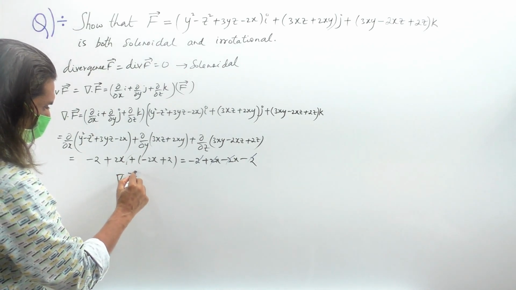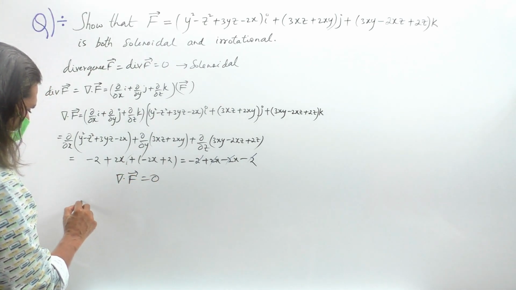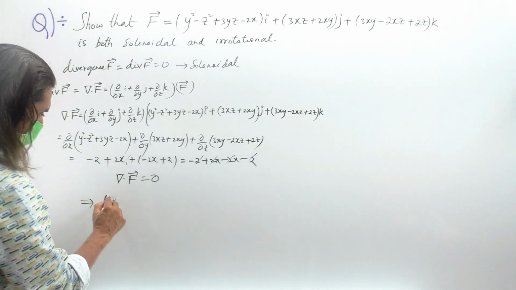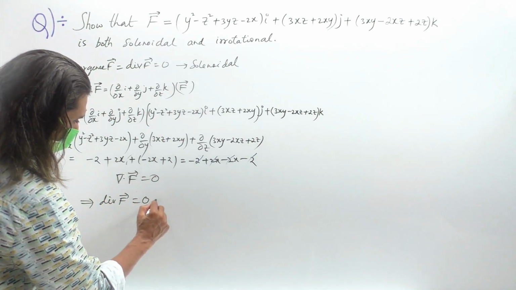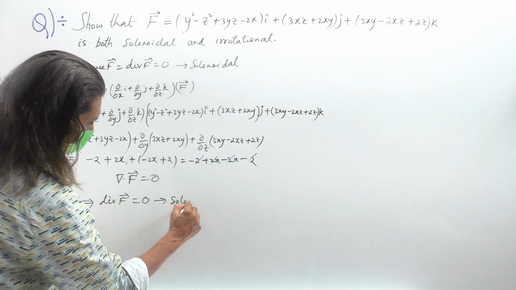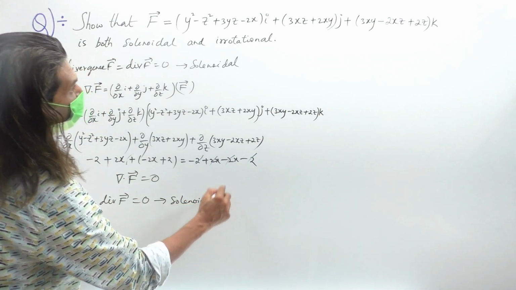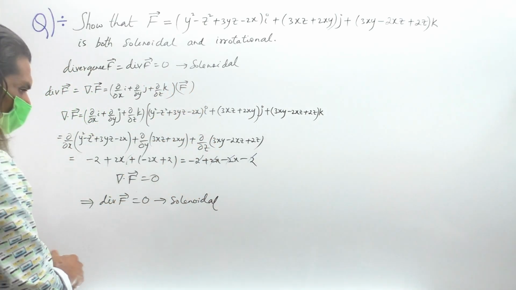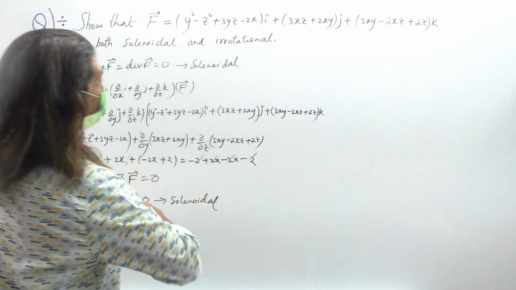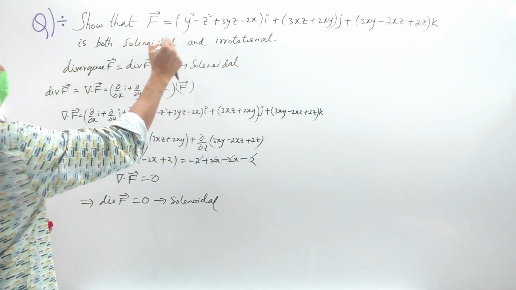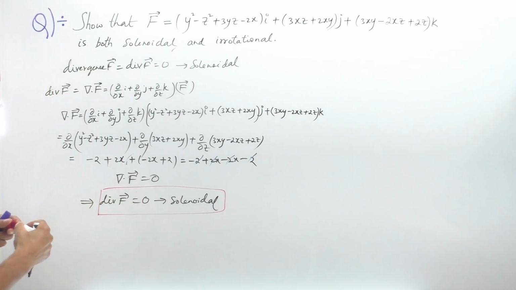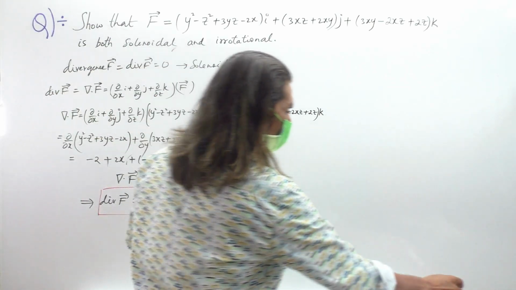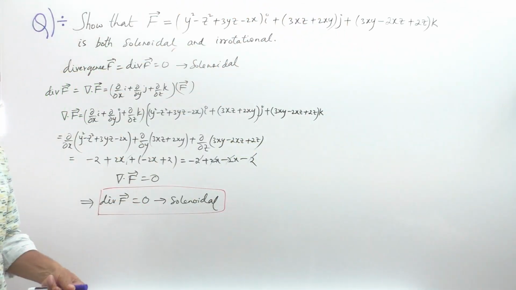del dot f is equal to 0. That implies the divergence of f is equal to 0. That means f is solenoidal. So that's the answer. So you got one solution now. The first condition, solenoidal, is over. So divergence of 0 means the field is solenoidal. That's it. Now let's move on to the curl.